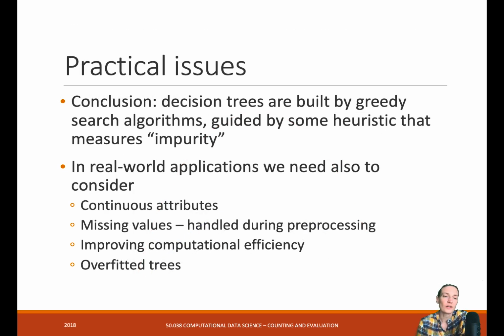Okay. So there are some practical issues when building decision trees. Decision trees are built by greedy search algorithms, guided by some heuristics that measure impurity. In real-world applications, we should also consider the fact that we have continuous attributes. How do we split a salary? There might be missing values that need some pre-processing. The computational efficiency of decision trees can be low, sorry. And you could have overfitted trees, for example based on customer ID. So these are some issues that we do need to be aware of.